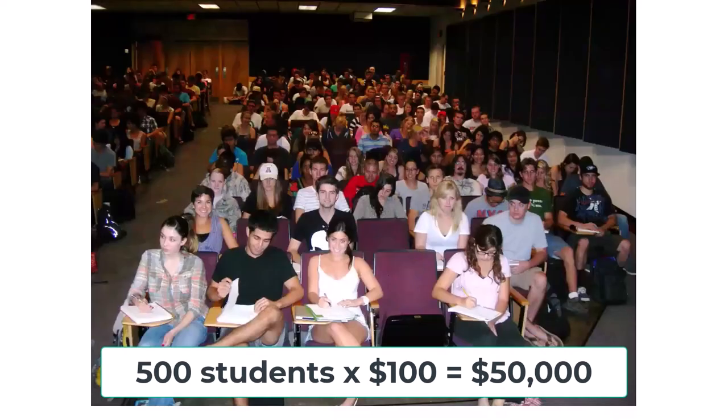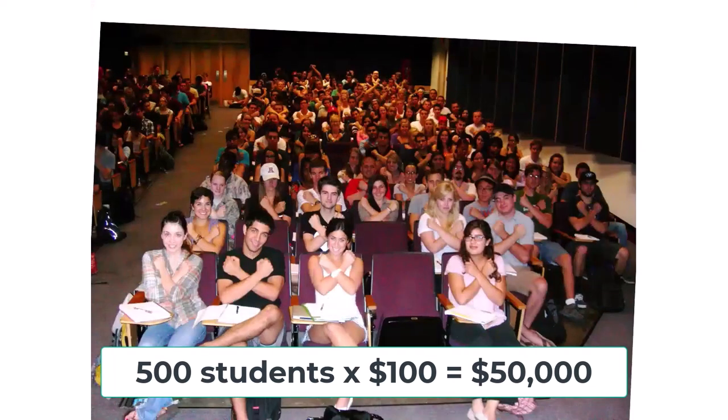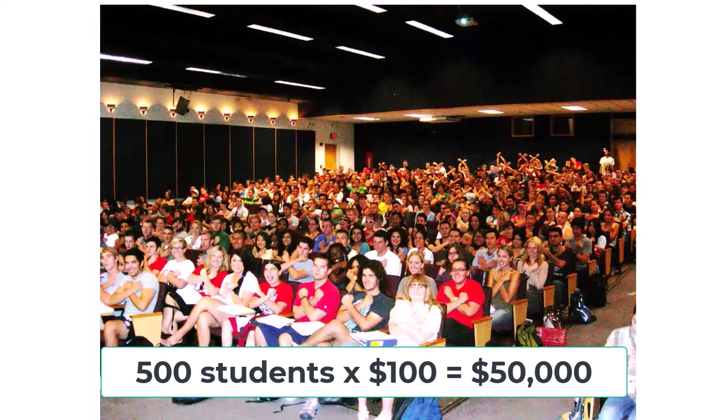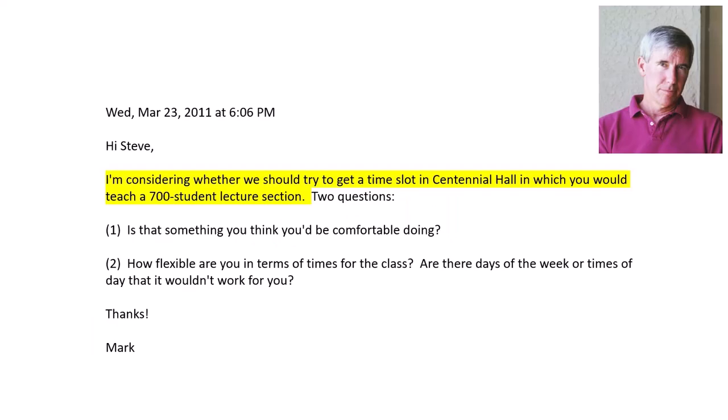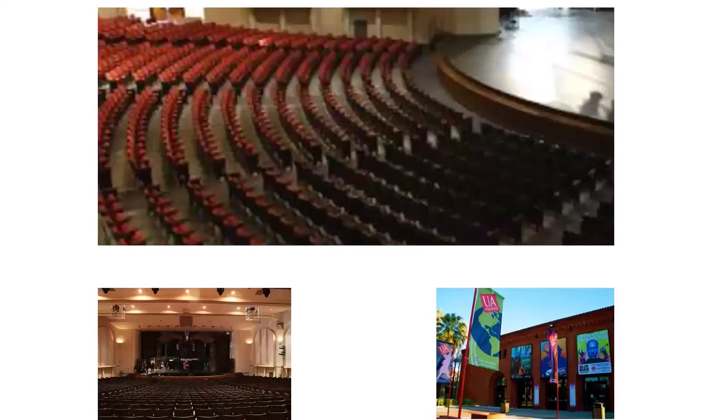Then my classes started getting really large. In fact, I had to separate this into two photos to show you the size of the classes. This is about 500 students. And as you can tell, almost every seat is filled up. And this is 4 weeks into the class. Then I received an email from my department chair, Dr. Walker, and it said that he was considering whether we should try to get a time slot in Centennial Hall in which you would teach a 700 student lecture section. And I said, great, the more I could teach, the better. So here was my classroom.